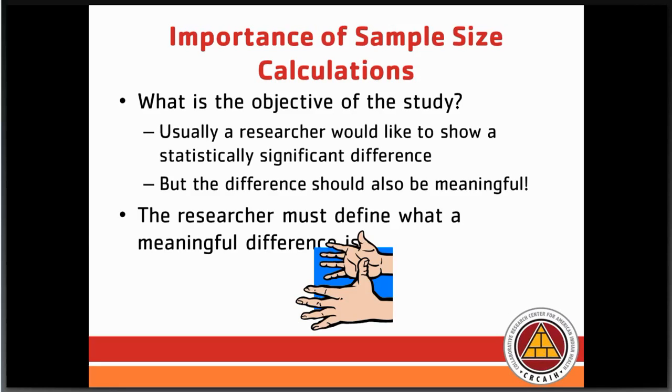Usually what a researcher does is say that they want to show something that's statistically significant at the end of their study. And the way that you show that is by doing sample size calculations. The one thing that you have to be careful of is that the researcher is the one who has to define meaningful differences. It's not the person calculating your sample size who knows what's actually meaningful in the context of your research.